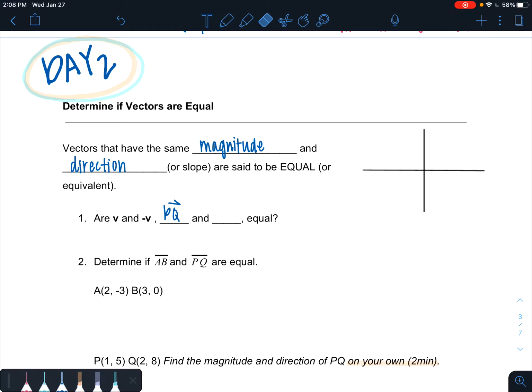Hey y'all, it's me, Miss B, and today we're talking about how to determine if vectors are equal, as well as adding, subtracting, and multiplying vectors.